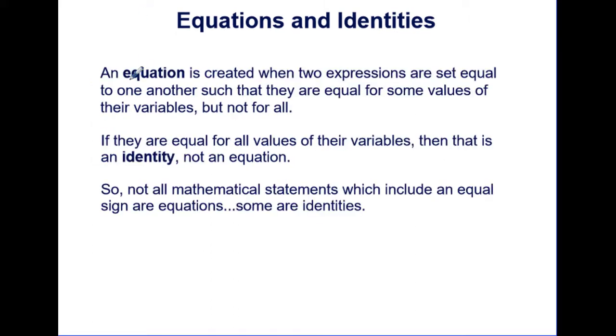An equation is created when two expressions are set equal to one another such that they are equal for some values of their variables but not for all. So they are set equal to one another. If they are equal for all values of their variables, then that is an identity, not an equation. So not all mathematical statements which include an equal sign are equations. Some are identities, and it's very important to be able to distinguish between the two.